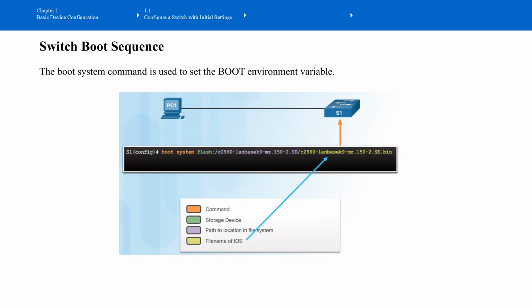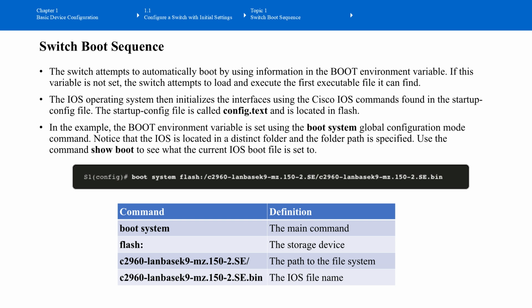The folder contains the key file for the C2960 LANBASEK9 binary file. We are going to apply the command to this binary file. The switch attempts to automatically boot by using information in the boot environment variable. If this variable is not set, the switch attempts to load and execute the first executable file it can find.